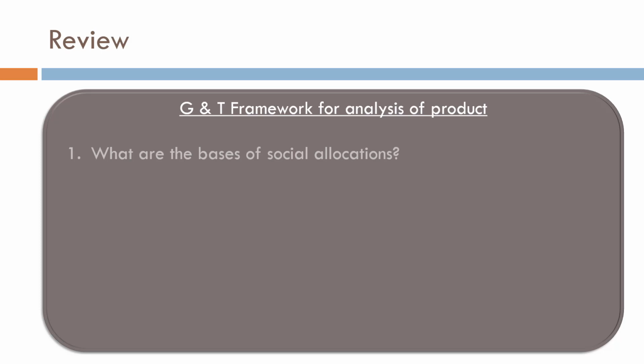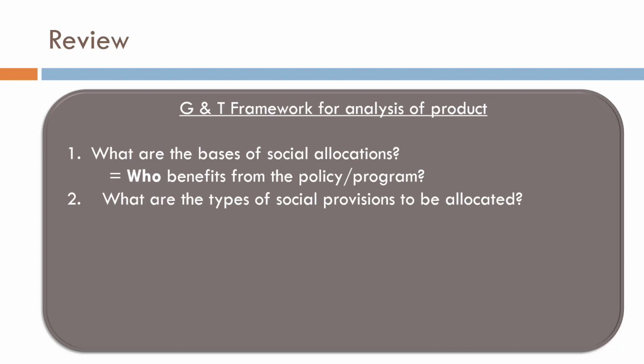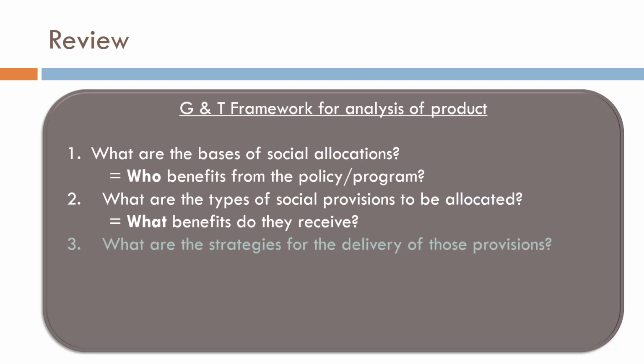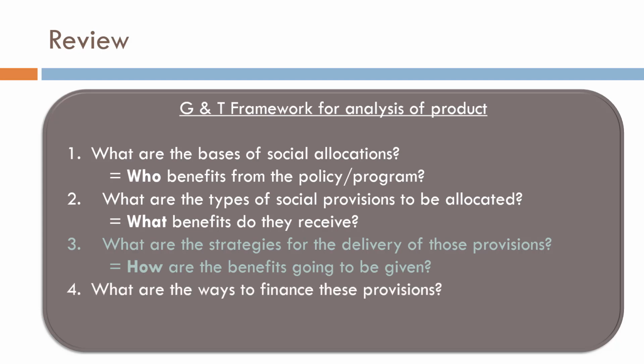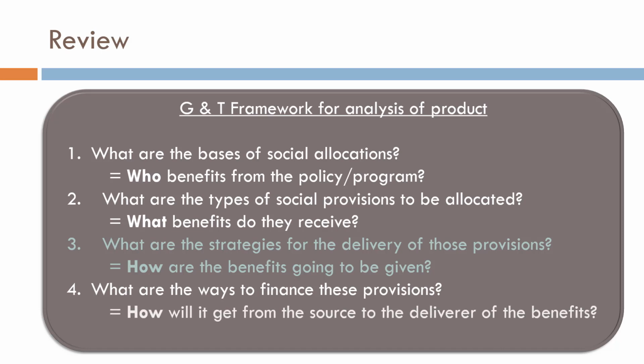So there was a video on the first question, which is what are the bases of social allocations? And that really is about who is benefiting from the policy, who is the client. The second question is about the types of social provisions to be given. So in other words, what benefits do the clients receive? And then now we're going to focus on the strategies for the delivery of those provisions, or how the benefits are going to be given. There will also be a video on the ways to finance these provisions, which focuses on the source of financing as well as how it will get from the source to the deliverer of the benefits or the service providers.